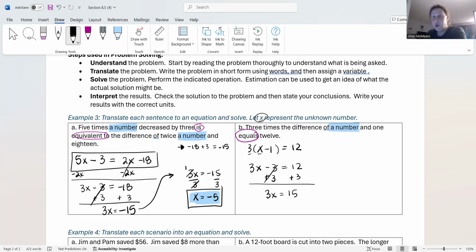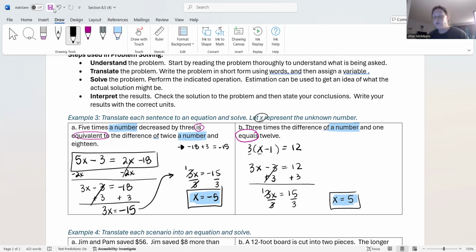Now we need to undo the multiplication of the 3 and the x. We want to get the x alone, okay? So to undo the multiplication, we divide each side by 3. On the left, 3 divided by itself is just 1, so 1 times x is just x. And then on the right, we have 15 divided by 3. Positive 15 divided by positive 3 is positive 5. So we have figured out what the value for a number is. It has a value of positive 5.